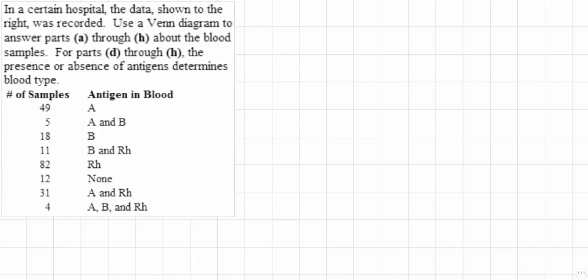In a certain hospital, the data shown to the right was recorded. Use a Venn diagram to answer parts A through H about the blood samples. For parts D through H, the presence or absence of antigens determines blood type.